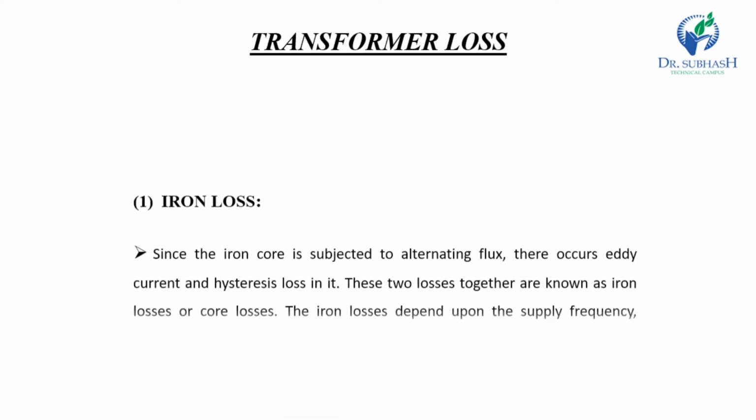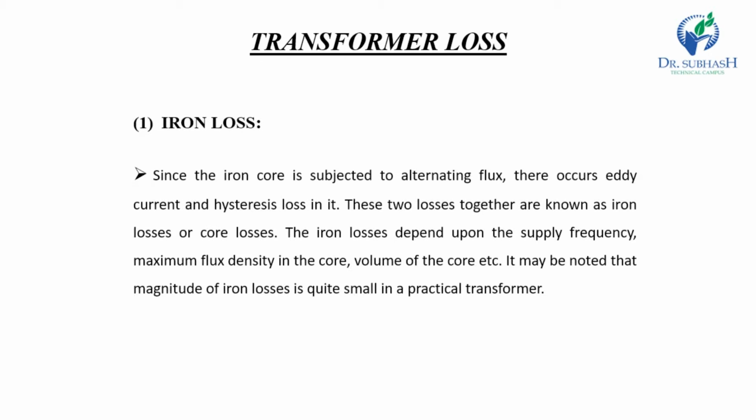Now the transformer losses, we have seen the iron losses. Since the iron core is subjected to alternating flux, eddy current and hysteresis loss occur in it. These two losses together are known as the iron losses or core losses. The iron losses depend upon the supply frequency, the maximum flux density in the core, and the volume of the core. It may be noted that the magnitude of iron losses is quite small in a practical transformer.